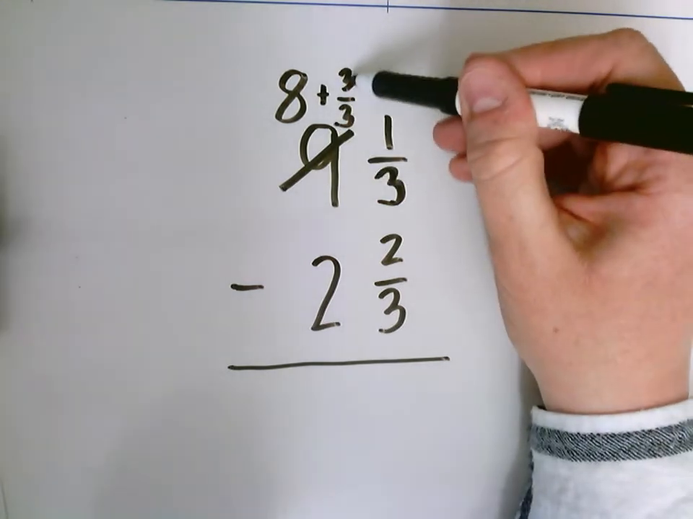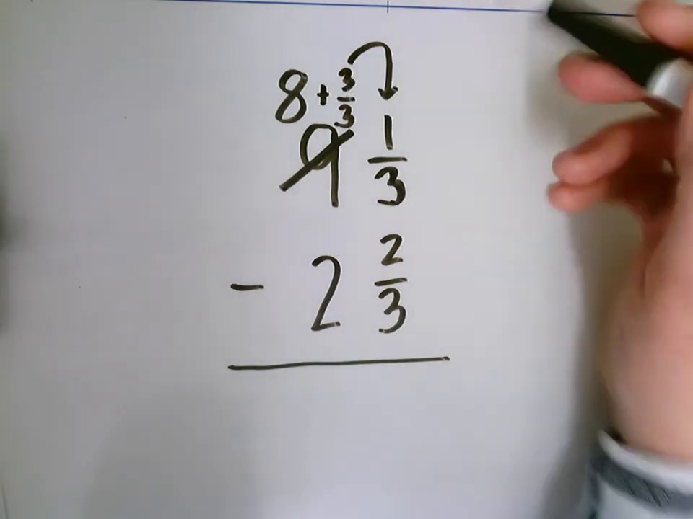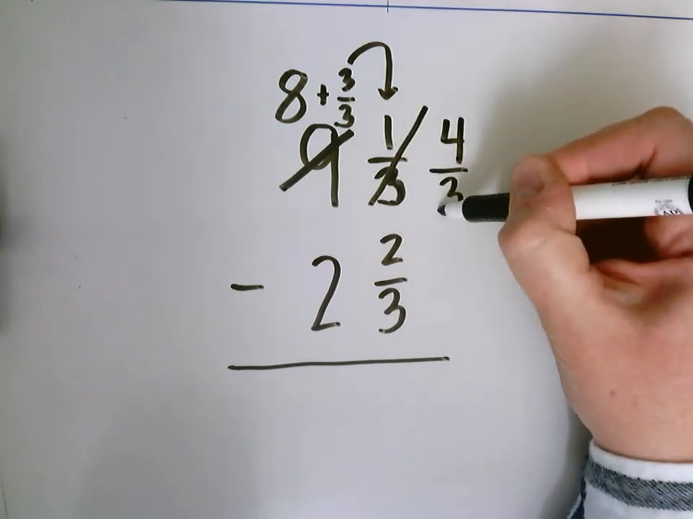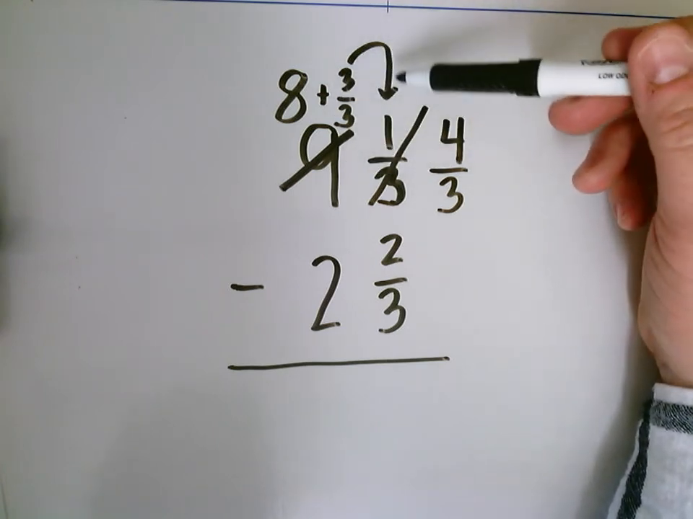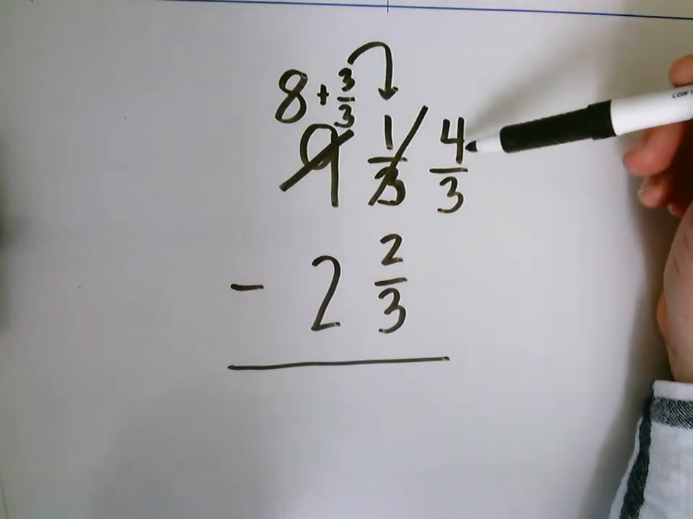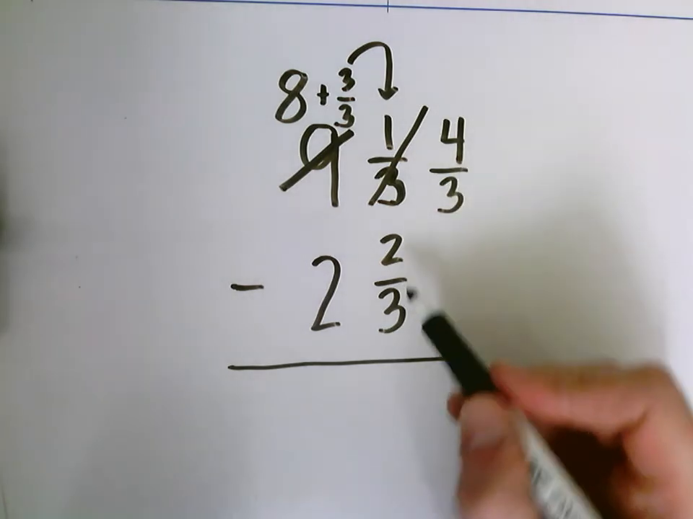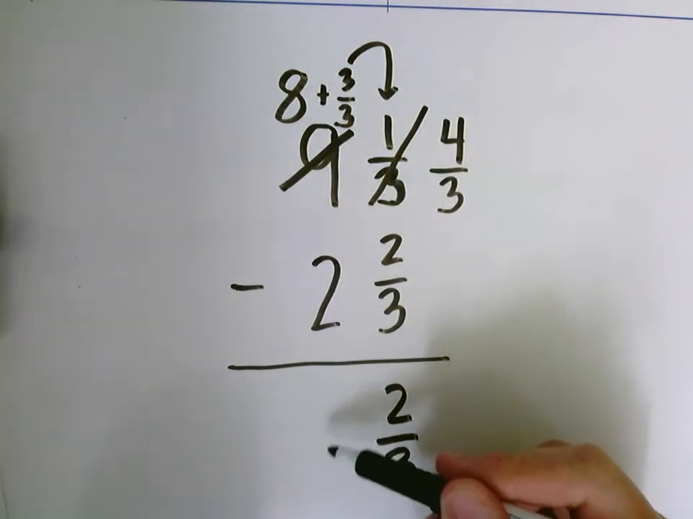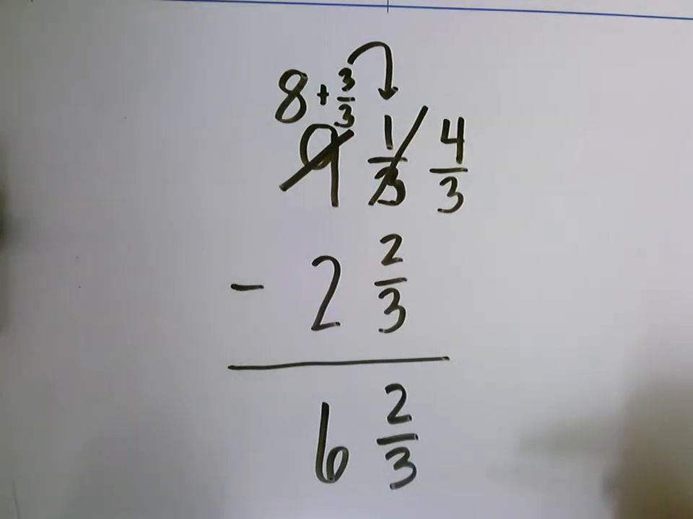I'm going to add this 3/3 to my 1/3. So I'm adding 3/3 to my 1/3, which gives me 4/3. I added the 1 that I borrowed from my 9. I added that 1 to my 1/3, but I'm writing it as 3/3 because that's 1. Okay, and I'm going to have 4/3 to take away 2/3. 4/3 take away 2/3 is 2/3. 8 take away 2 is 6. So my answer would be 6 2/3.